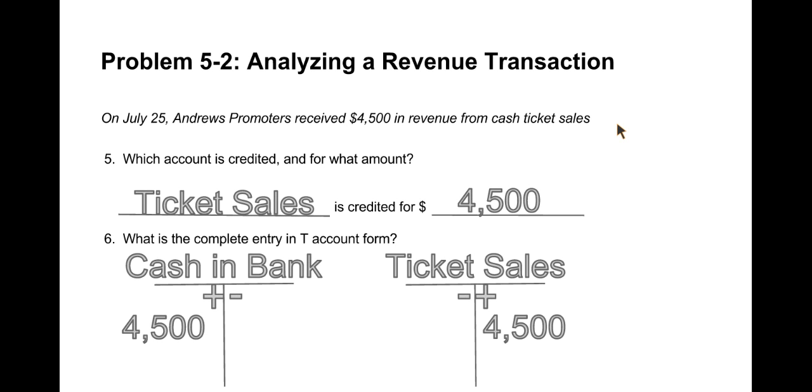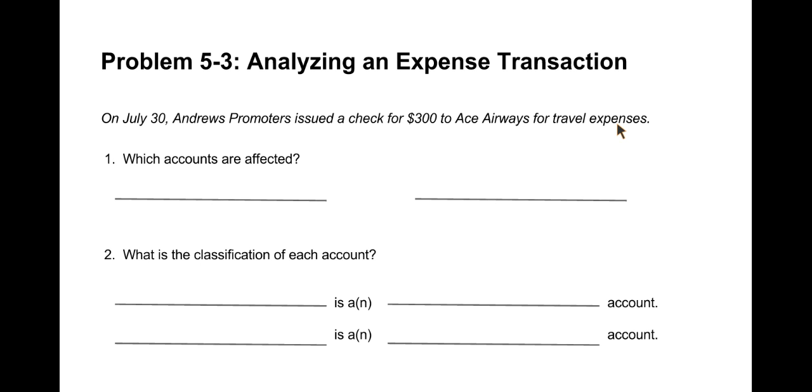So that's how we'll do revenue. Nine times out of 10, when you have a revenue, it's going to be cash and bank. If you receive the money now. If they're going to pay later for ticket sales, say somebody bought tickets for $4,500 and they're going to pay for it later, they bought it on account, then it would be accounts receivable increasing by $4,500 and revenue increasing. Let's take a look at another one.